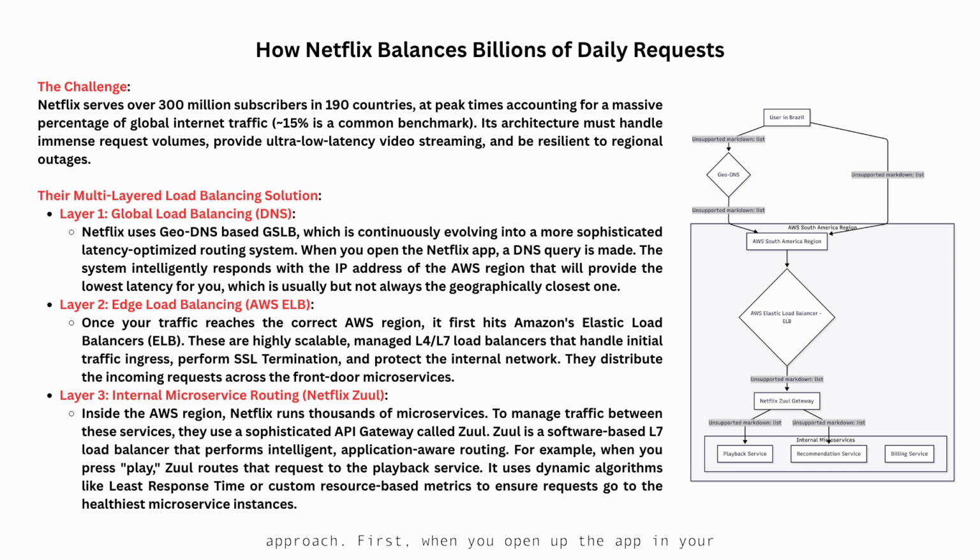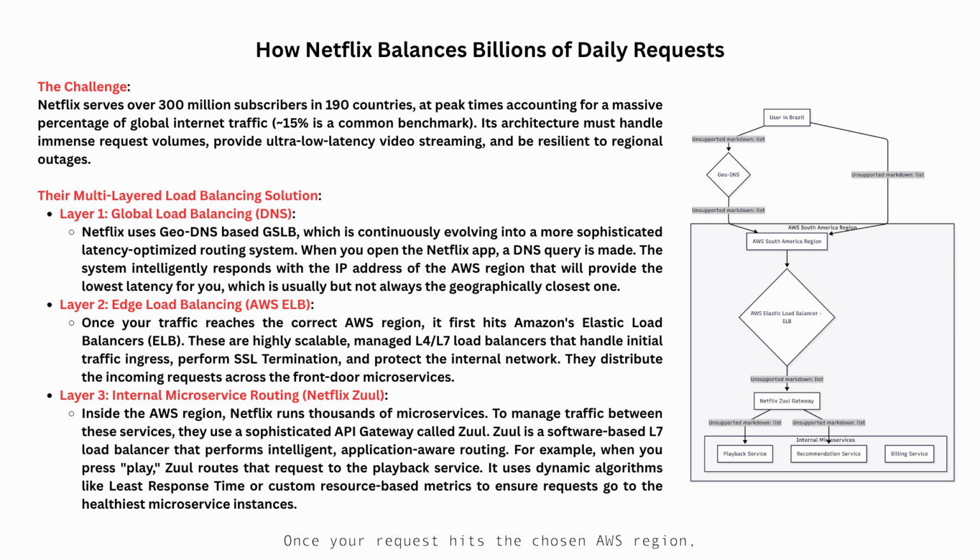First, when you open up the app in your home, say Brazil, your device does a DNS lookup. Netflix's global server load balancer, GSLB, sees that request, and rather than picking the closest data center, it uses a more advanced latency-optimized system. It might determine that due to network congestion, routing you to a US East region is momentarily faster than the geographically closer South American one. This is geographic routing evolved, and it's the first step to giving you a fast, snappy experience.